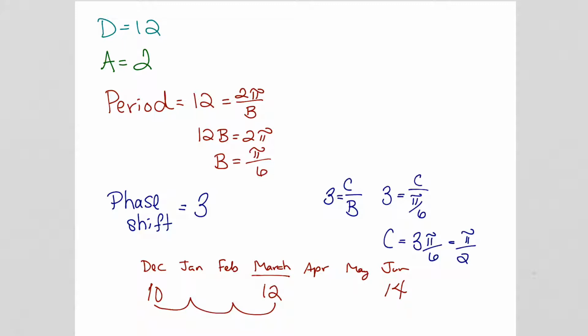Now we can write our equation. So, y equals A is 2. Then we have sine of bx. So we said b is pi over 6 minus c, which we said is pi over 2. And then we're going, the D is up 12, so plus 12.